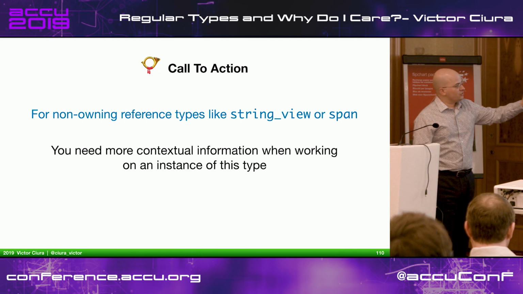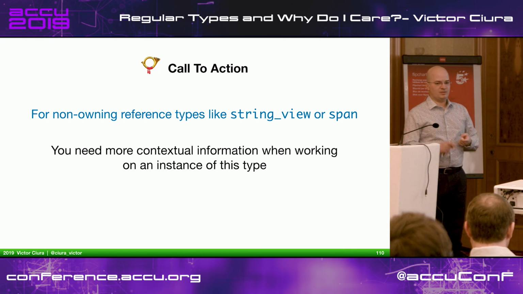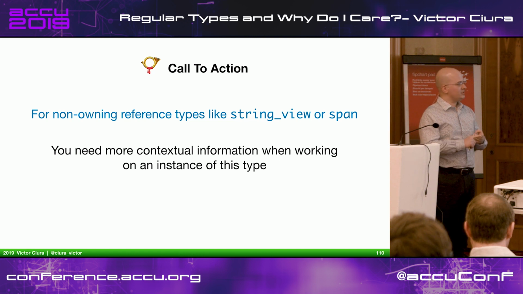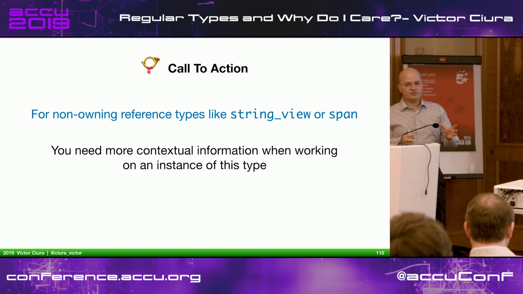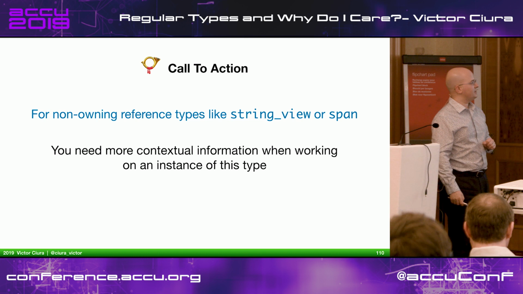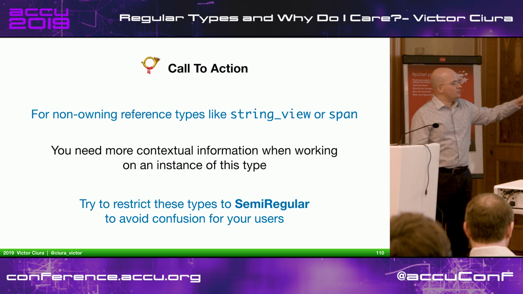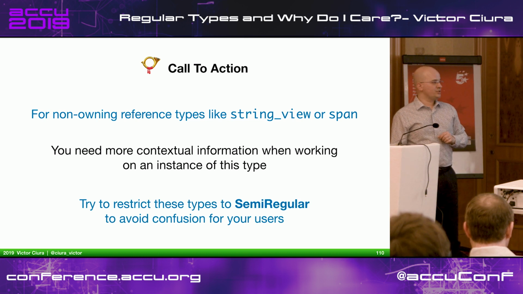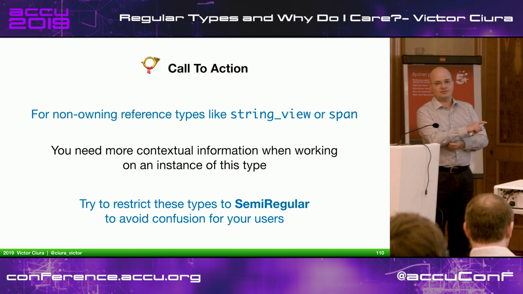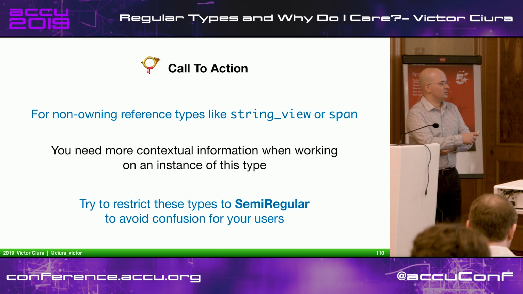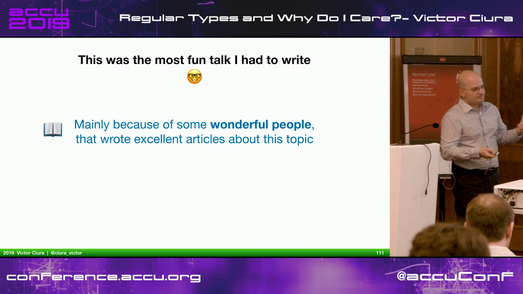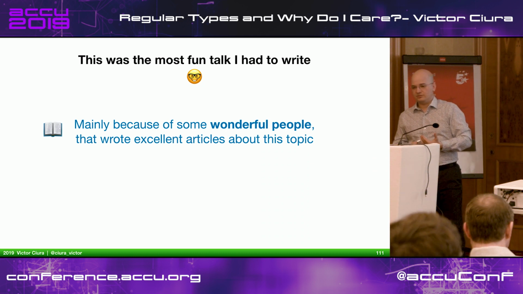You need contextual information when working with them. Doing code reviews, it's not gonna be a simple operation. You need to examine the whole context, not just diffs. So you need to pay careful attention when using these types. Try to restrict them to semi-regular to avoid confusion for your users. So at least strive for semi-regular if you cannot achieve regular types. So that would be my call to action on this part.